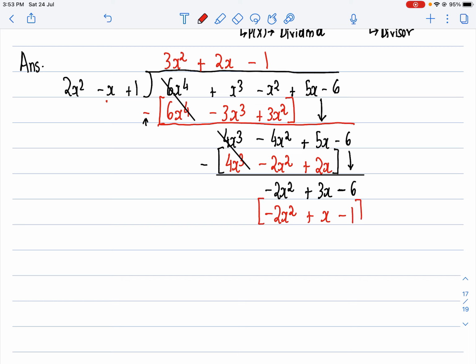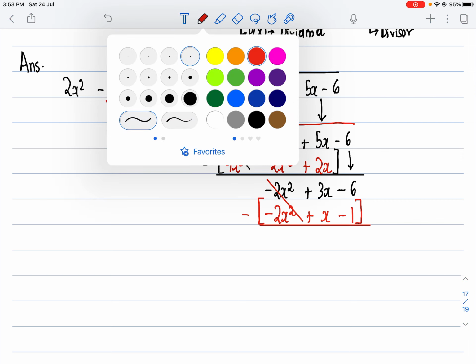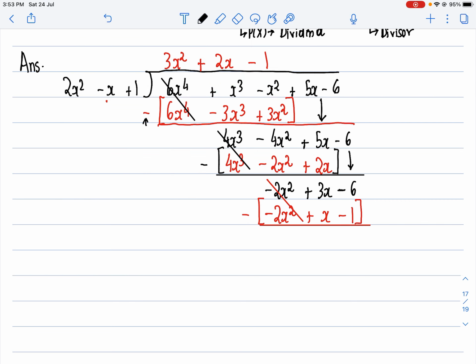Now I can multiply this full thing by negative. Okay, nothing to carry down, so we'll just get the remainder. So here the negative and negative will become positive. So minus 2x square plus 2x square will cancel out. Correct? Here negative and positive will become negative. So I'll get 3x minus x, which becomes 2x. And here I'll get negative and negative, which will become positive. So I get negative 6 plus 1, which basically gives me negative 5. Correct? So I simply get minus 5 here.